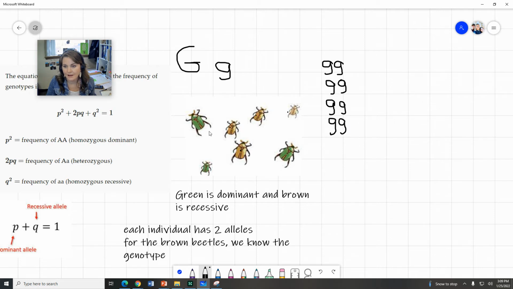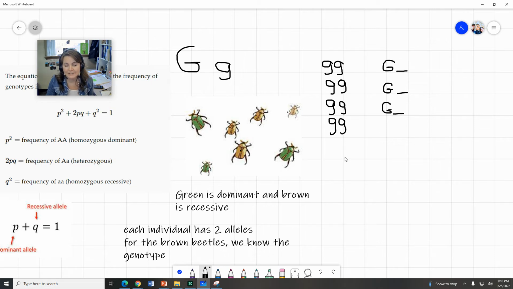And we've got our three green ones that are, I don't know if they're homozygous dominant or homozygous recessive. We really just don't know. But they are G something, right? Big G something. We know they have another allele. It could be big G, it could be little g. I don't know for sure.